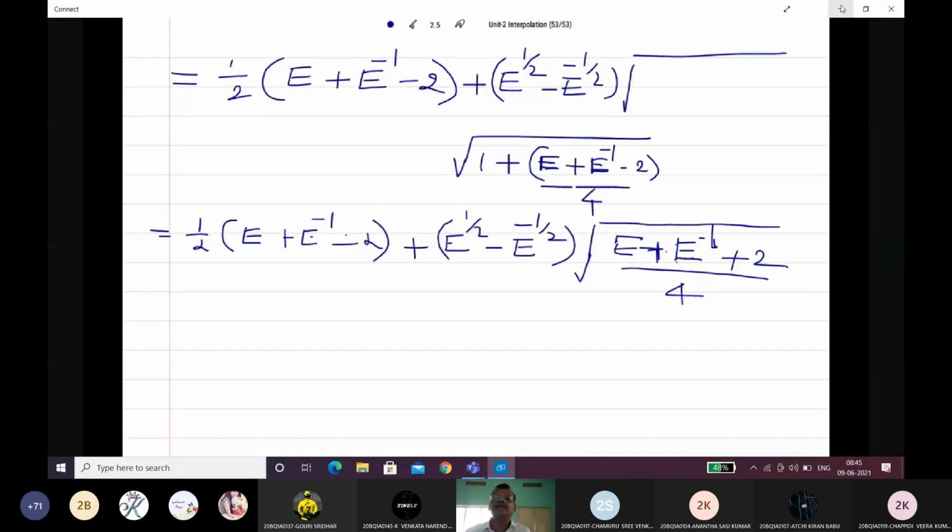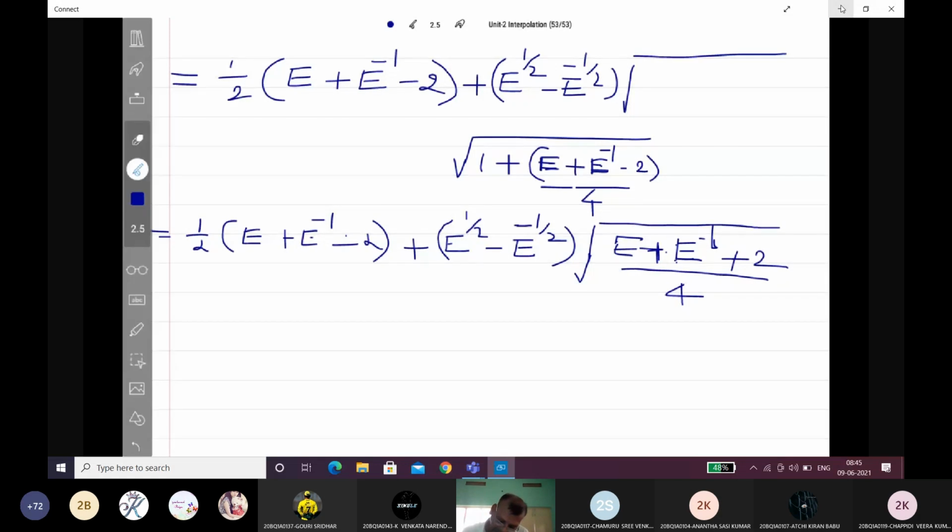That is again in the form of a plus b whole square. E power 1 by 2 whole square plus e power minus 1 by 2 whole square plus 2 into e power 1 by 2 into e power minus 1 by 2, whole divided by 4, is equal to e power 1 by 2 plus e power minus 1 by 2 whole square by 4. That you have to write in the next step. Simply we have to rewrite using the formula a plus b whole square and a minus b whole square. We will get the solution.